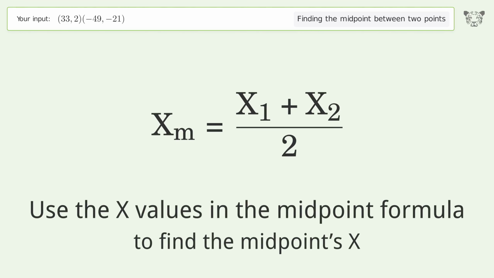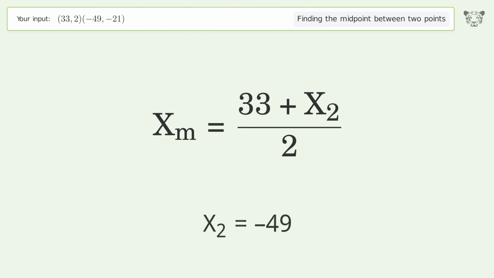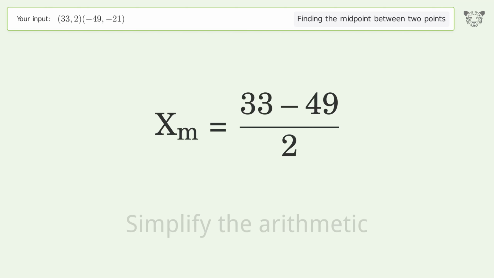Use the x values in the midpoint formula to find the midpoint's x. x1 equals 33. x2 equals -49. Simplify the arithmetic.